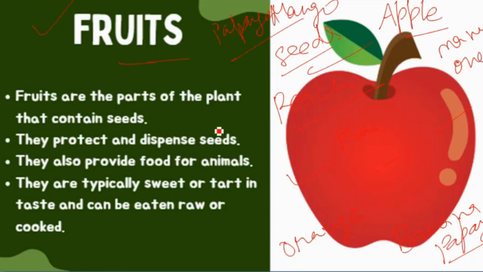So fruits are the part of the plant that contain seeds and they protect and dispense the seed. We and animals all like to eat fruits and fruits are mostly sweet in taste and some are sour also. And fruits can be eaten raw and cooked.